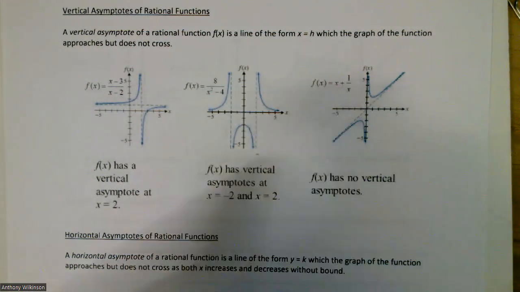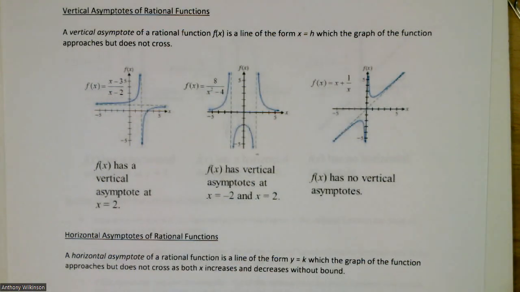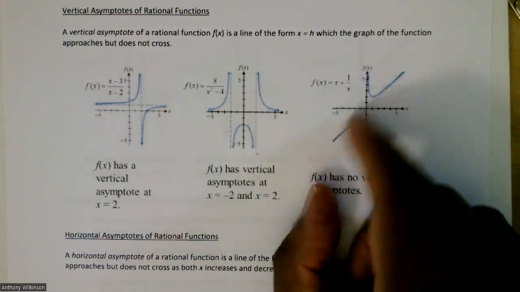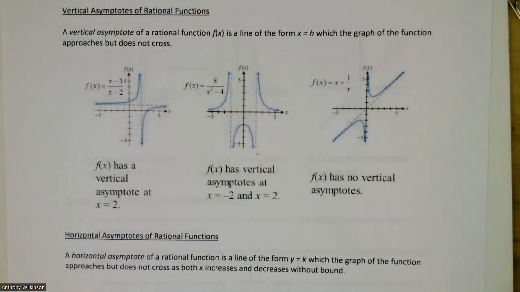And the third one, f of x equals x plus 1 over x, doesn't have a vertical asymptote. It has what they call a slant asymptote. Yeah, a slant asymptote.